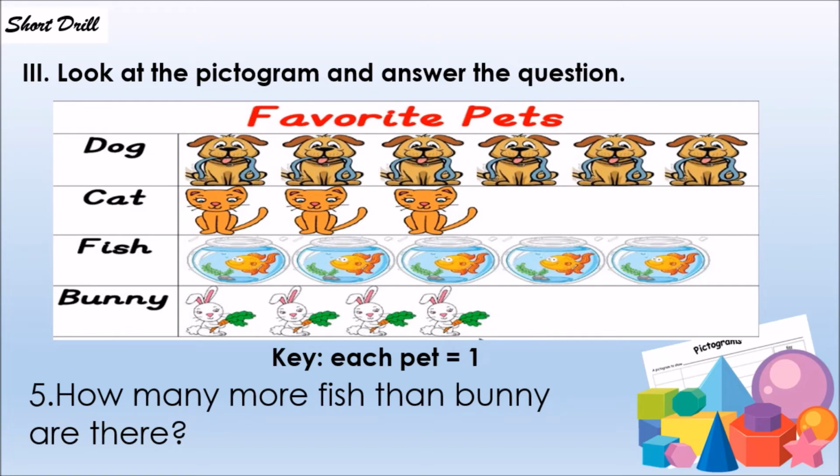Number 5. How many more fish than bunny are there? So we will subtract 5 fish and 4 bunny. We will get 1 fish.